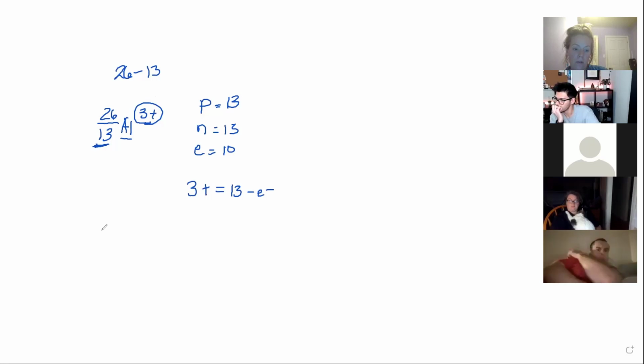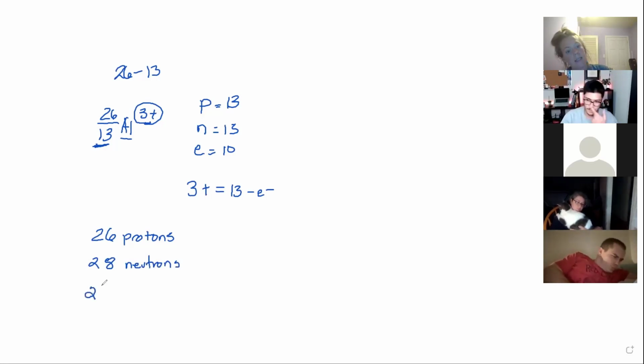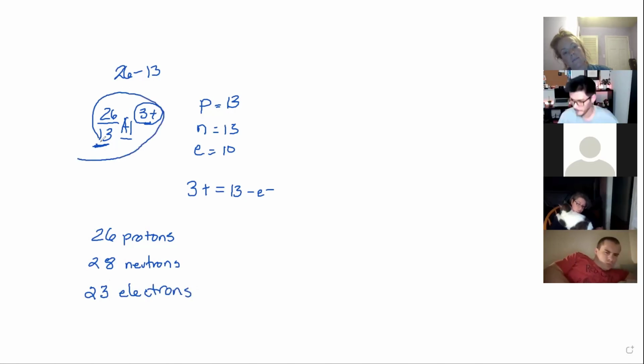Here, I want you to write an element, like the symbol and what it would look like, for something that has 26 protons, 28 neutrons, and 23 electrons. I want you to write something that looks like this, kind of going in the reverse direction.